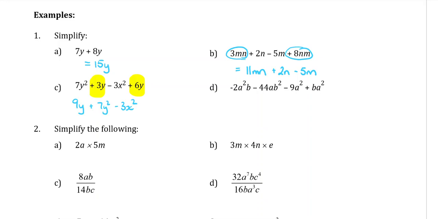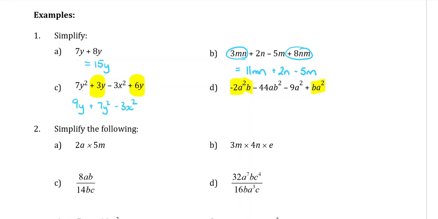On to D, minus 2a squared b. An a squared b is different to an ab squared, so the squared is on a different letter. But this one down the end is also an a squared b, just written in a different order. So they're our like terms.